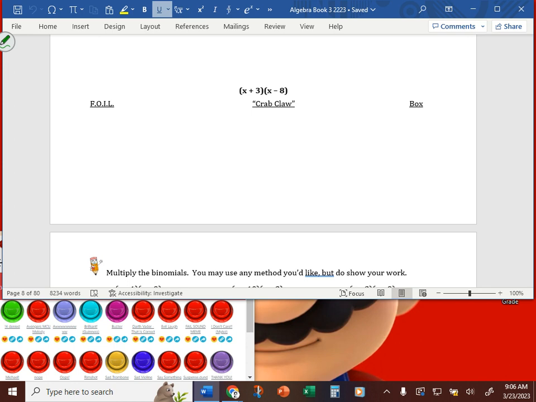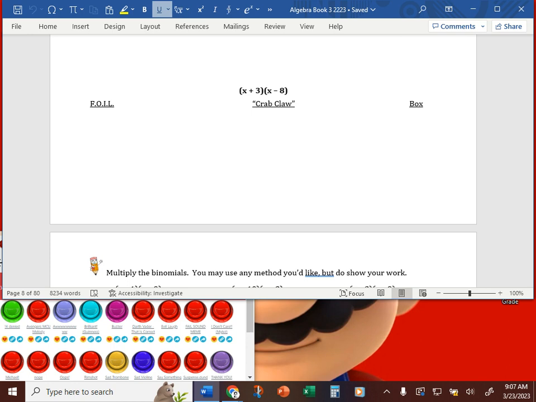A little reminder, what's the coefficient of those x terms in the parentheses? 1, right? That's 1x plus 3 times 1x minus 8. I will be available for questions. I can walk around, help as needed. This is the only thing that you need to get done. You've got 7 minutes to do it. Don't do anything on the second page. We will tackle that tomorrow.